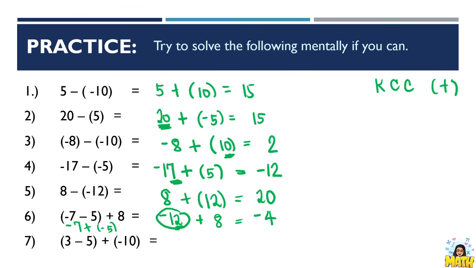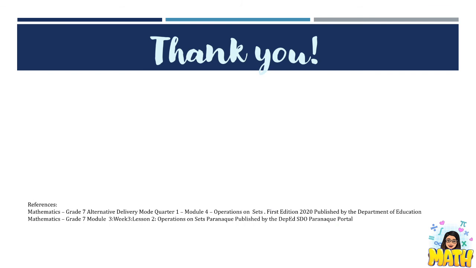Number 7, 3 minus 5. So copy, change, and change. That is 5 minus 3, 2. Copy the sign of the higher, that's negative 2, plus negative 10. These are both negatives, so just add their absolute values and copy their common sign. So this is negative 12. So that's how we subtract integers. Thank you.